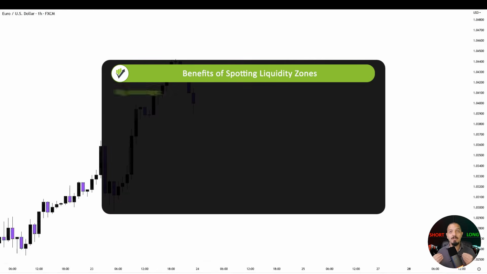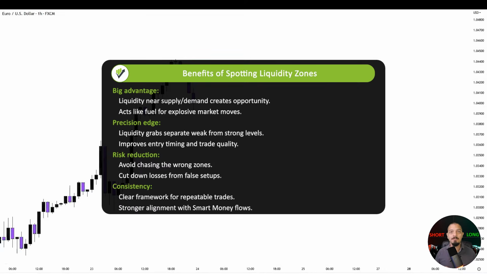So what's the real benefit of identifying liquidity zones on your chart? Well, the first big advantage is this. When there's a liquidity zone sitting right in front of a demand or supply area, it becomes an ideal trading opportunity. That liquidity acts like fuel. It's what powers the explosive moves we're looking to catch. The second benefit is all about precision. By understanding where liquidity is likely to get grabbed, you can start to separate weaker levels from stronger ones. This makes it easier to fine-tune your entries and avoid a lot of the losses that come from chasing the wrong zones.